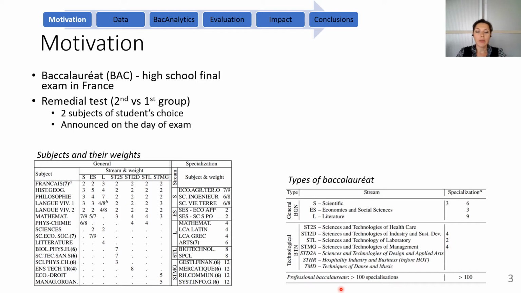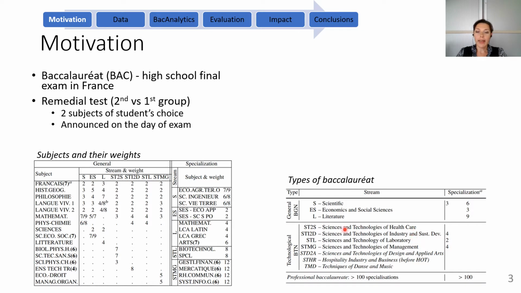At the same time, students taking technological BAC or general BAC usually continue their education as high technicians or at the universities. Every type of BAC has different streams and various specializations. These streams and specializations differ in the subjects that are taught and the associated weights that are used to calculate the final passing grade of the student.